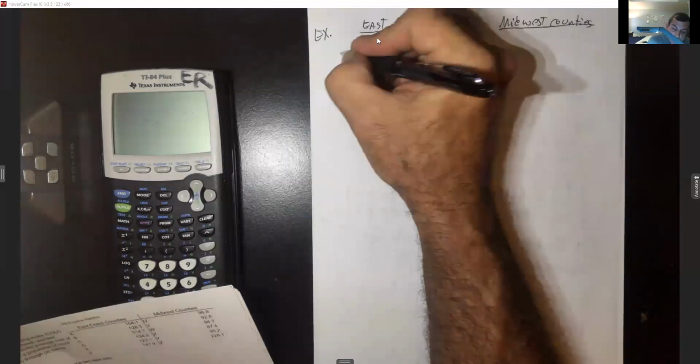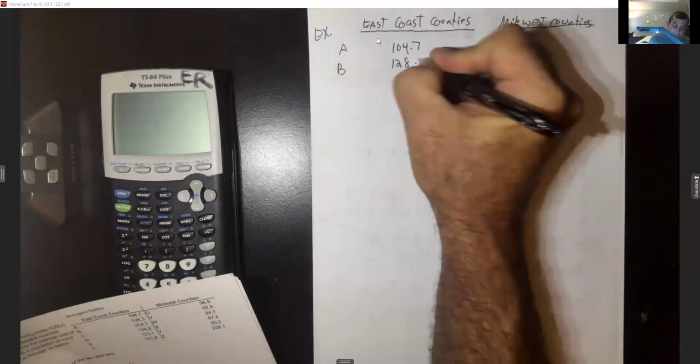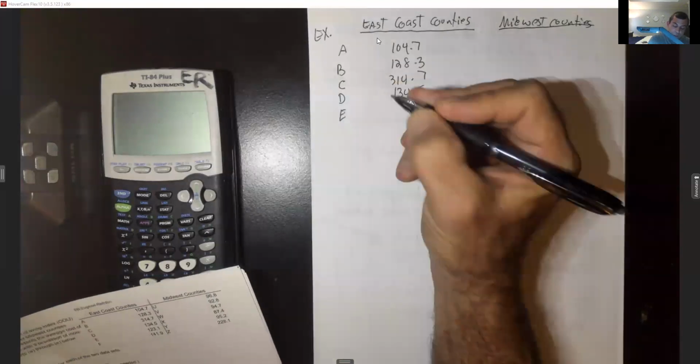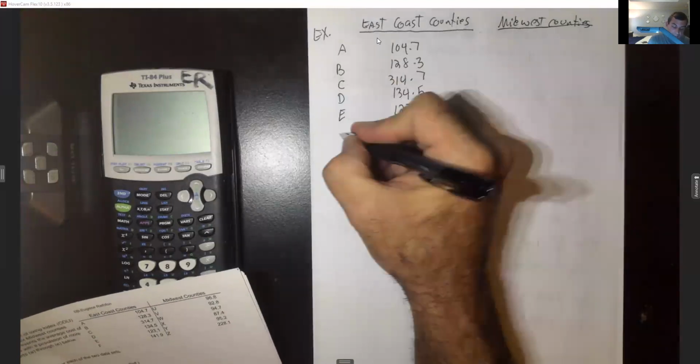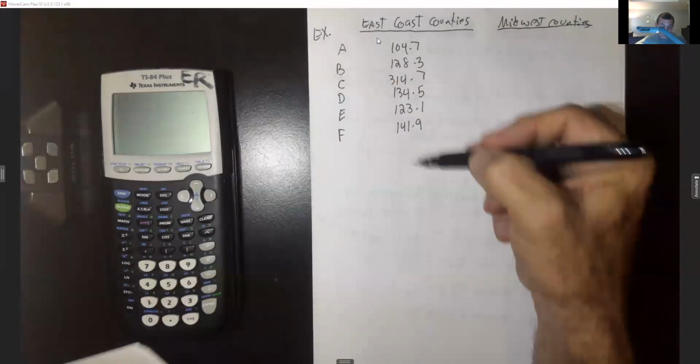Alrighty, so let me write the counties down. County A had 104.7, B had 128.3, C 314.7, D 134.5, E 123.1, and then F 141.9. So that's my 6 East Coast counties.